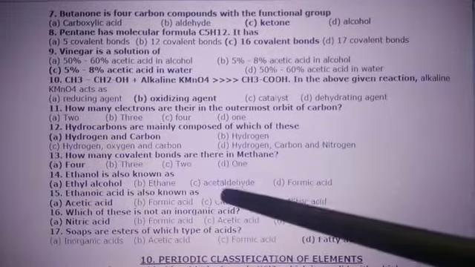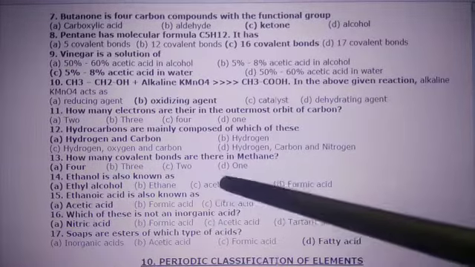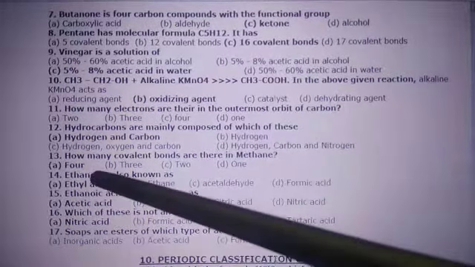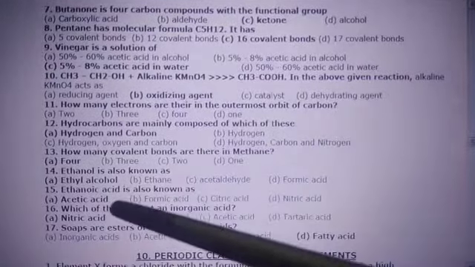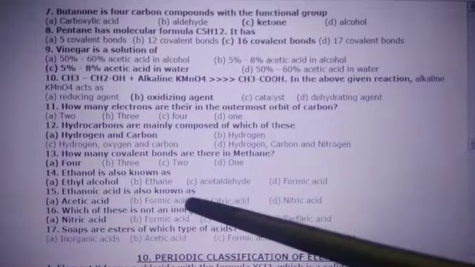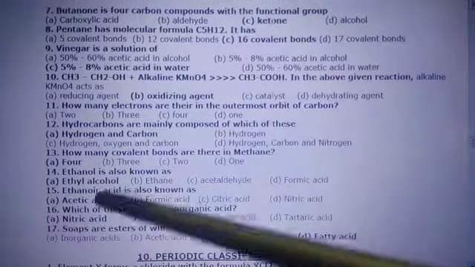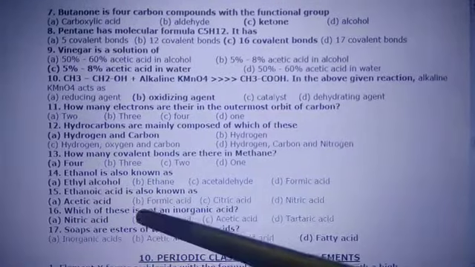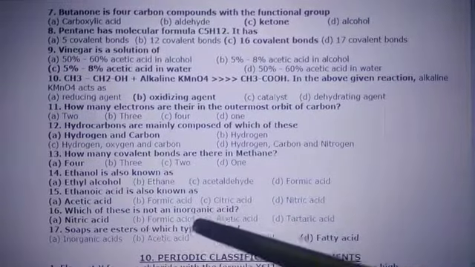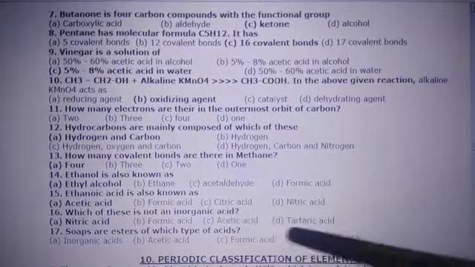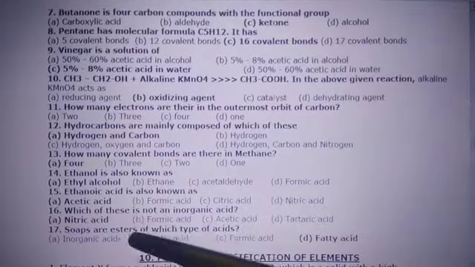13th. How many covalent bonds are there in methane? A4, B3, C2, D1. The answer is A4. 14th. Ethanol is also known as A. Ethyl alcohol, B. Ethane, C. Acetaldehyde, D. Formic acid. The answer is A. Ethyl alcohol. 15th. Ethanoic acid is also known as A. Acetic acid, B. Formic acid, C. Citric acid, D. Nitric acid. The answer is A. Acetic acid.